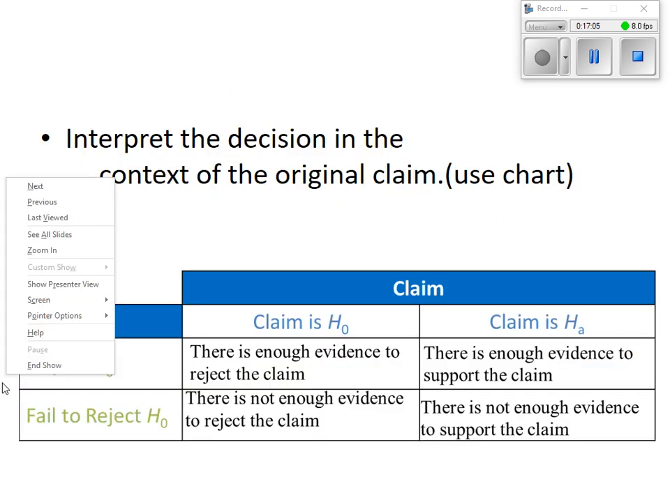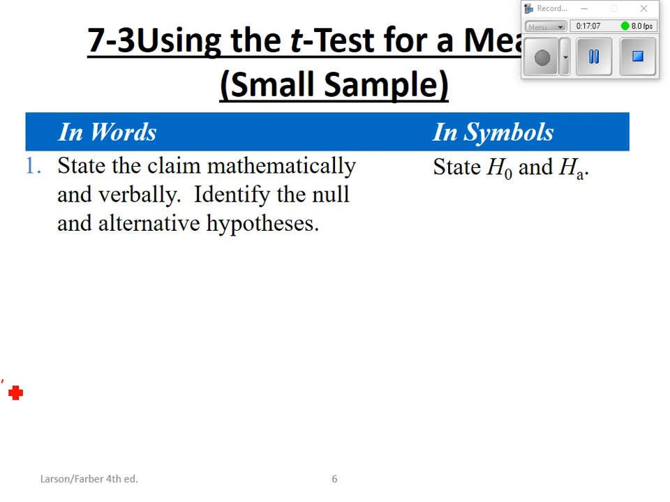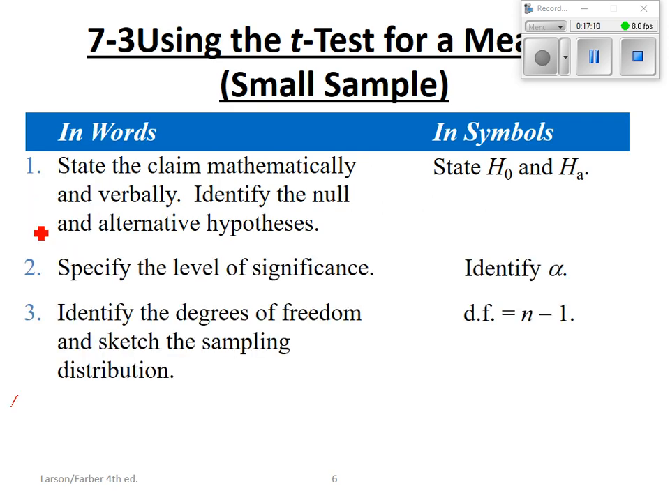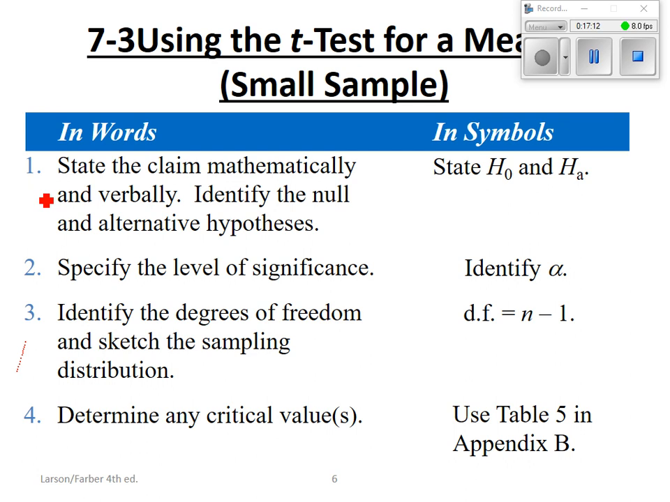That's the interpret again. It's on your charts there. 7.3, same setup. Take null, alternative, identify that, find your degrees of freedom, determine your critical values. This time, instead of using the big chart, we're using the T chart. So you might want to at least write down for section 7.3, remember you're using the T chart, not that little chart on the front.